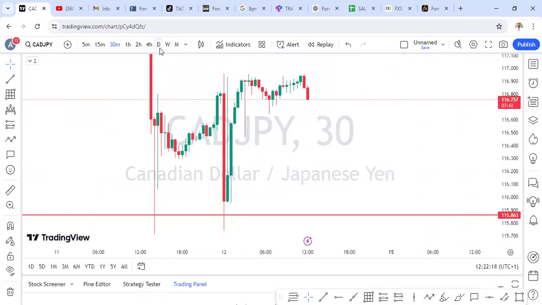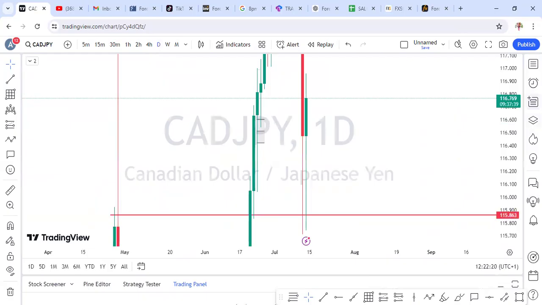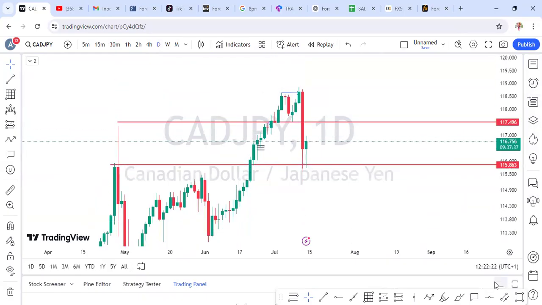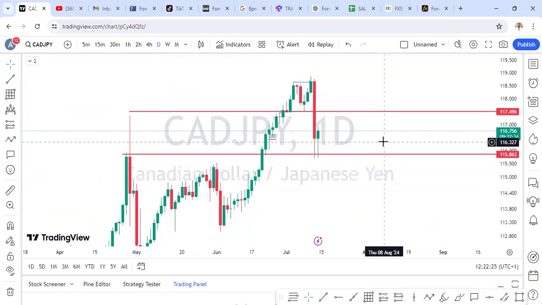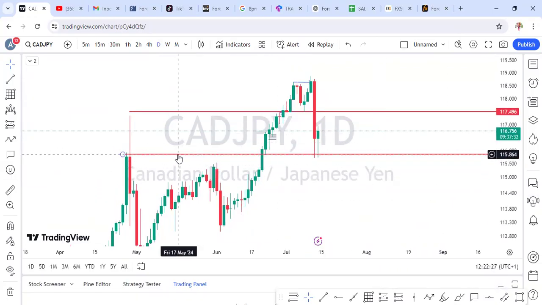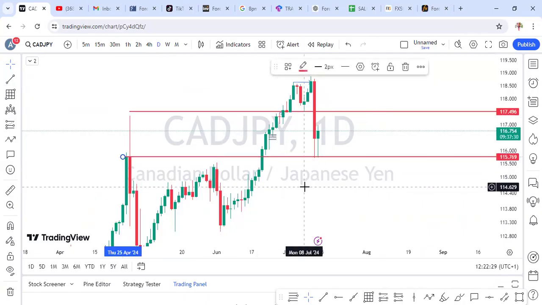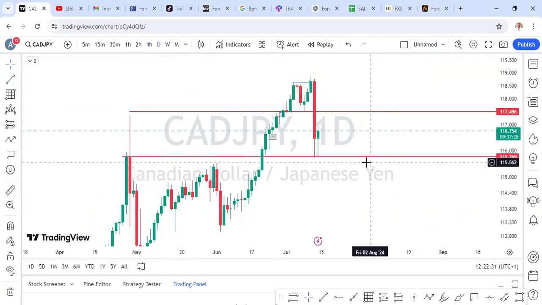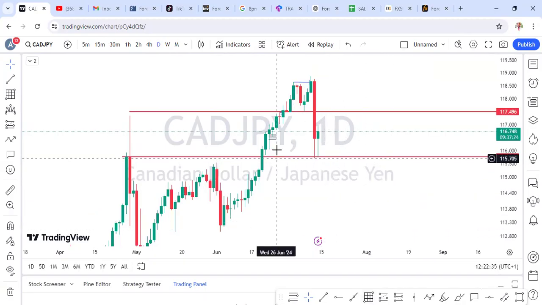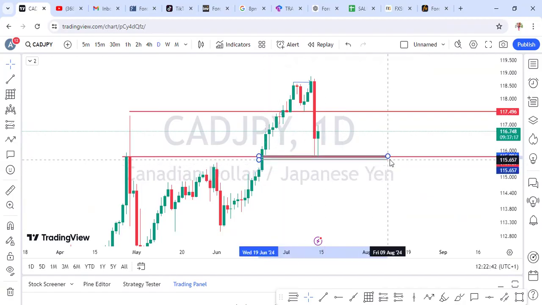Okay, GBPJPY. So this one, we can see now that our bullish bias is still intact. Price did not take out this support or demand. Yesterday's push only pushed price to come and respect the fair value gap that needed to be respected.